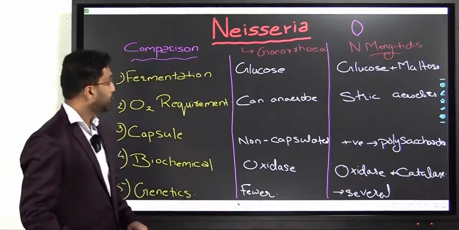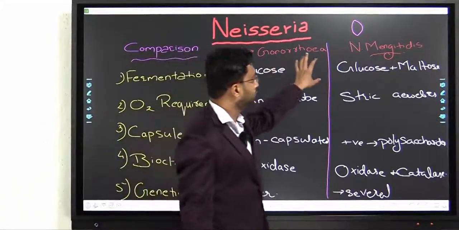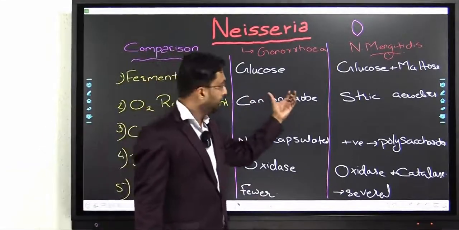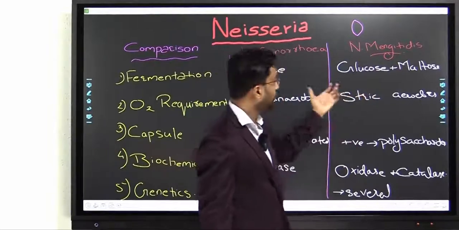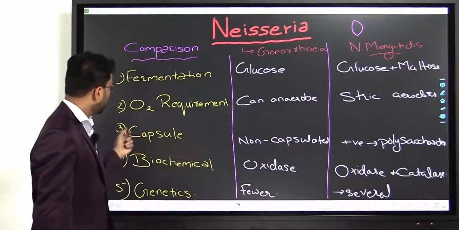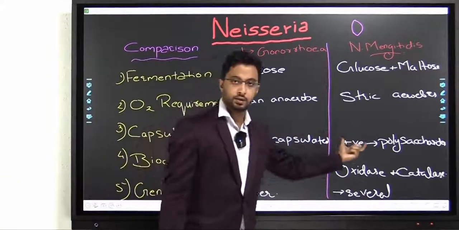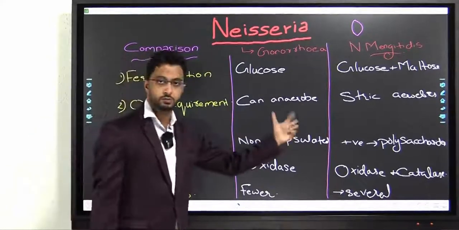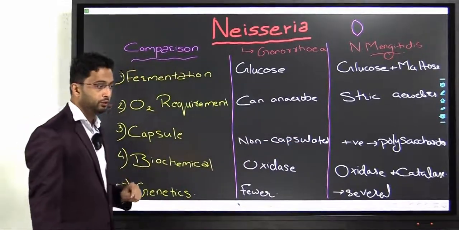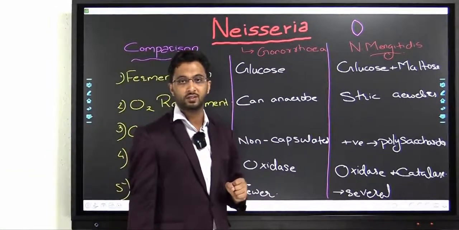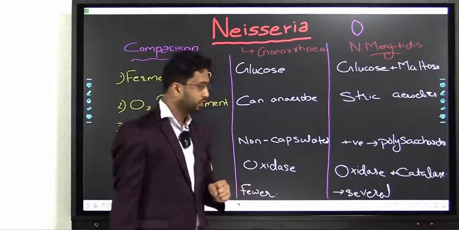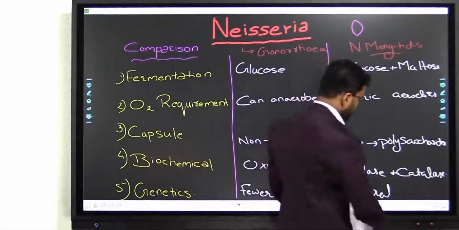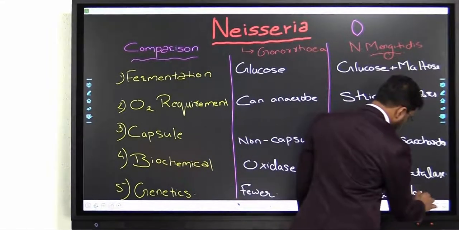Now once again, a quick revision. Gonorrhoeae ferments only glucose; meningitidis ferments glucose and maltose. Oxygen requirements: gonorrhoeae can survive in an anaerobic environment; meningitidis is a very strict aerobe. Capsule: gonorrhoeae are non-capsulated; meningitidis are capsulated with a polysaccharide capsule. Biochemical reactions: oxidase plus catalase. Another organism you remember which is catalase positive is Staphylococcus, isn't it? Then genetics: meningitidis has far fewer plasmids, while gonorrhoeae has several plasmids.